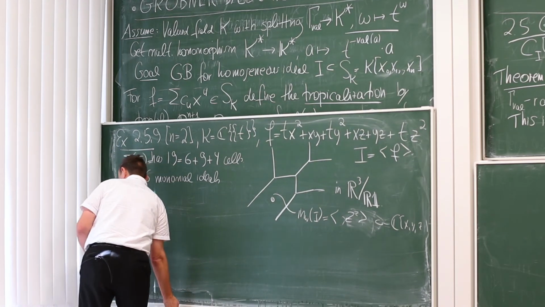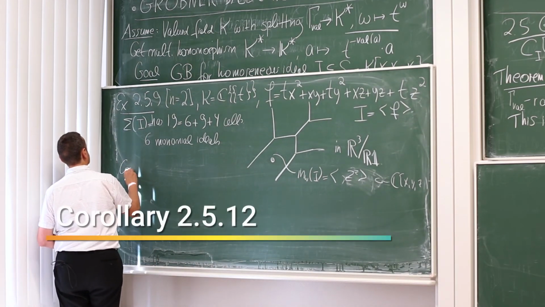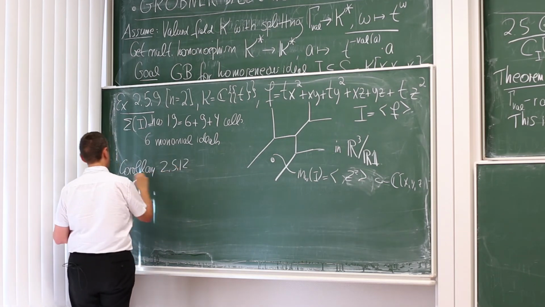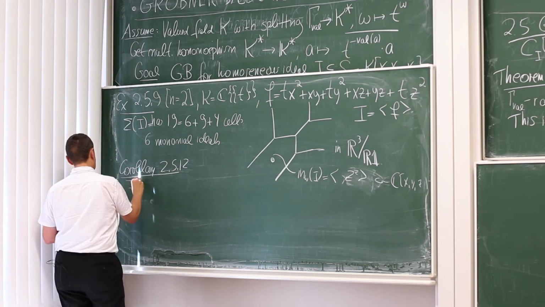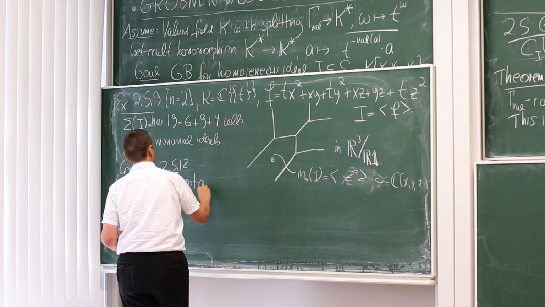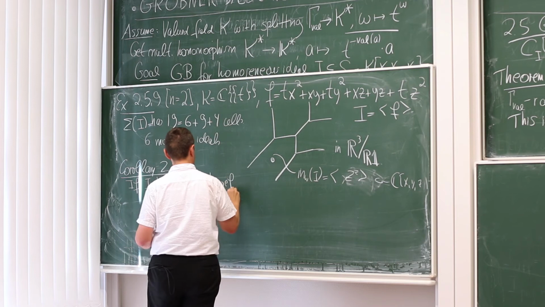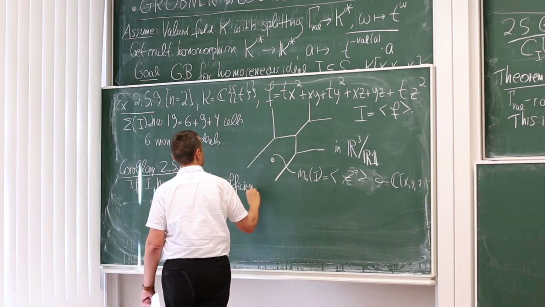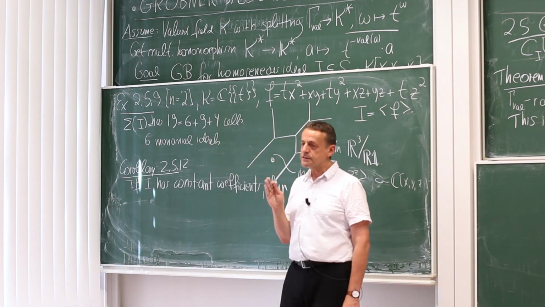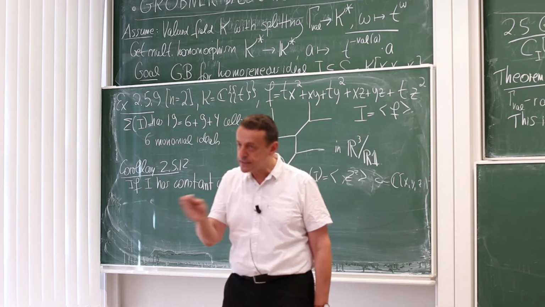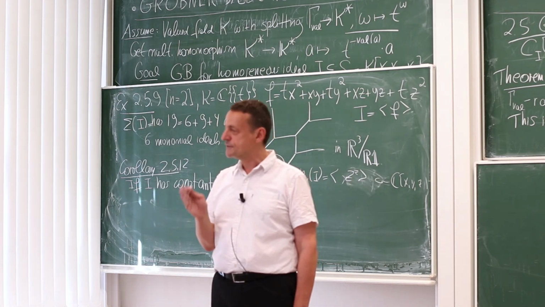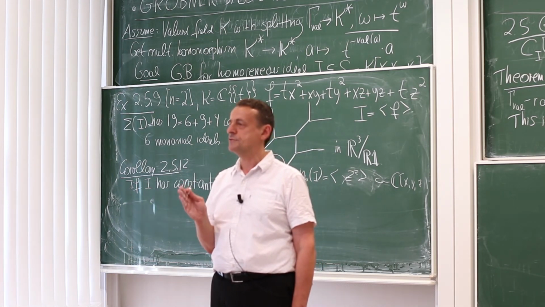Now, an important corollary, 2.5.12. If I has constant coefficients, then something is the case. Constant coefficients means that you have a generating set of the ideal such that every coefficient of every generator has valuation 0. So the only valuations you see are 0.